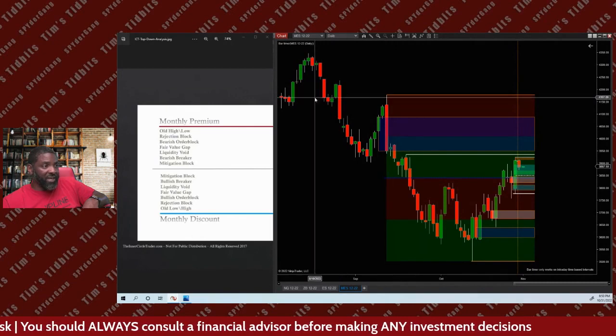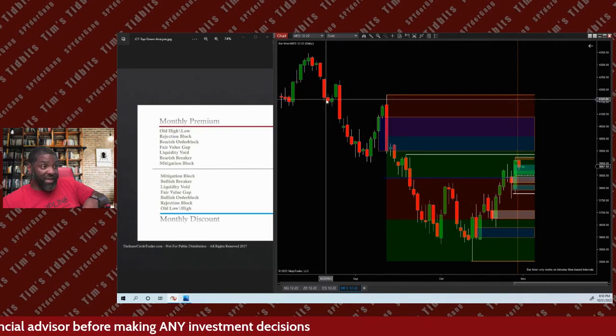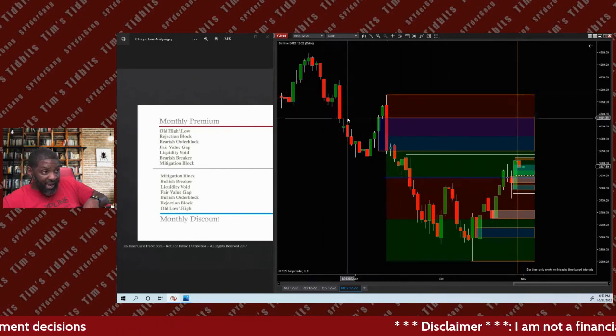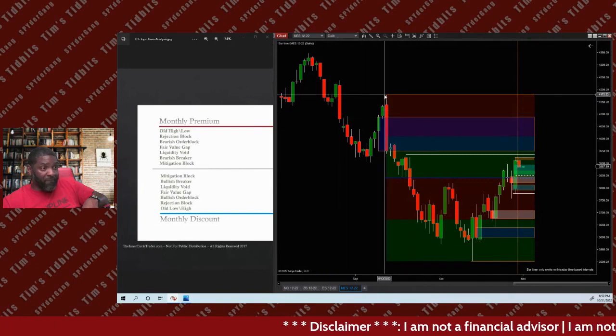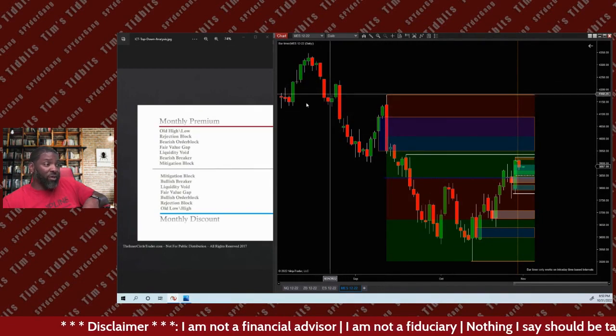When we came up and hit that mitigation block right there, we sold off. You see how we hit this mitigation block and sold off? We hit a mitigation block and a fair value gap. There were two of them there. We hit them: mitigation block, fair value gap, and order block. Look at that.